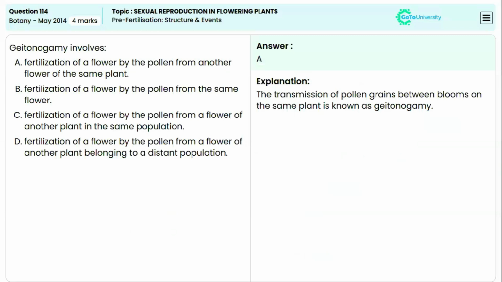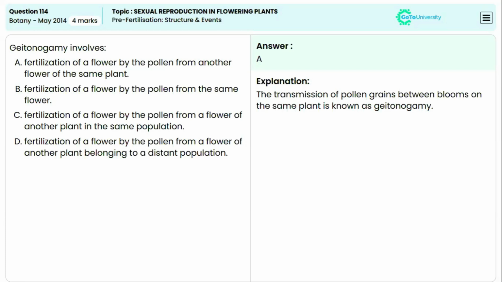These are questions from past papers of NEET. This particular question is from May 2014, botany, question number 114. Sorry, May 2014. And it is from the chapter on sexual reproduction in flowering plants. We have discussed this topic actually. So, the question is, geitonogamy involves what? It is about the fertilization process, from the fertilization topic.